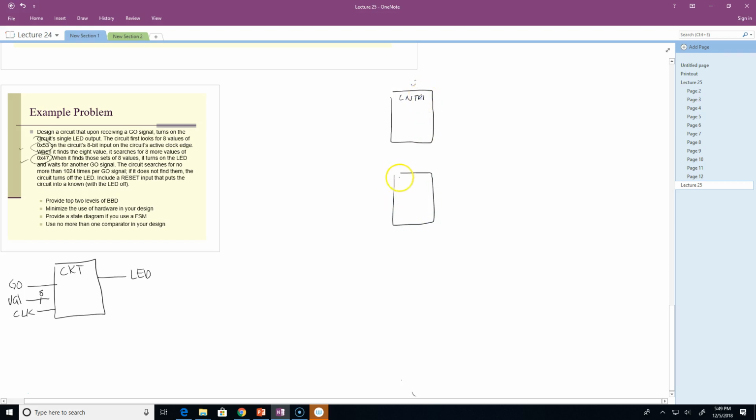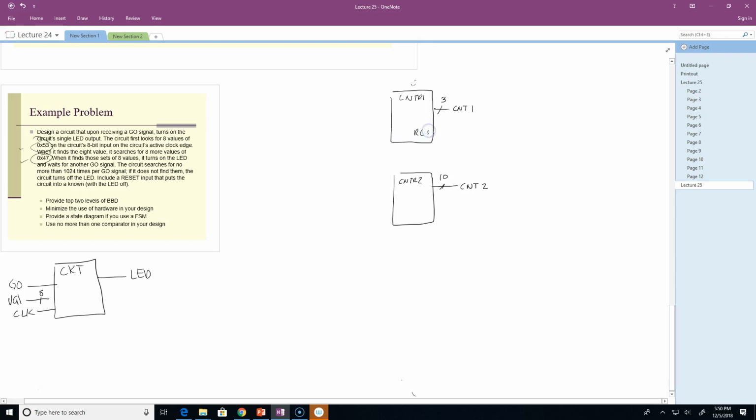I'm going to call it counter 1 and counter 2. This counter 2 needs to count to 1024, so this is going to be a 10-bit counter. And this other counter needs to count to 8, so it's going to be a 3-bit counter. I'll put little names on here, even though, as you'll see as I do this problem, I'm not going to use these count values because I don't need to.